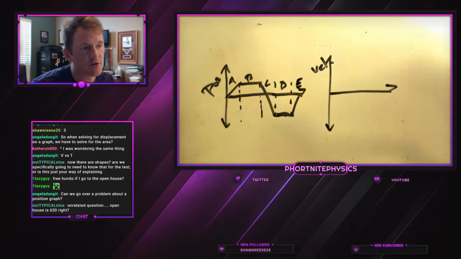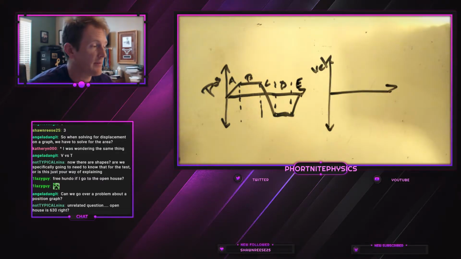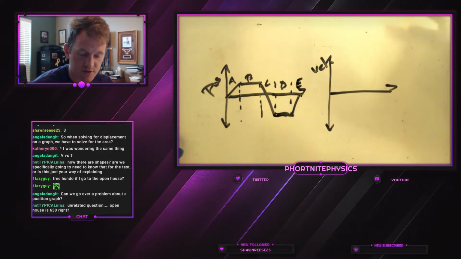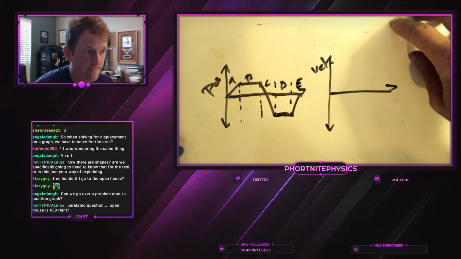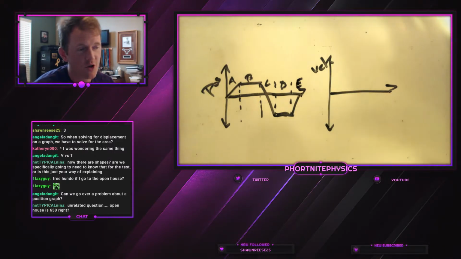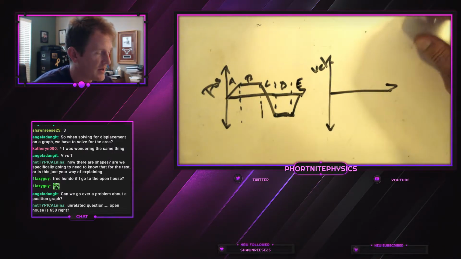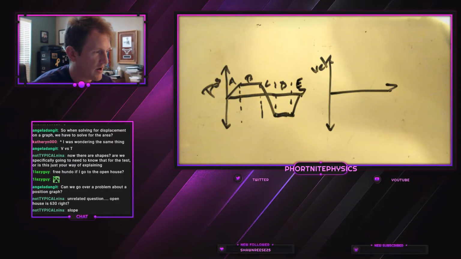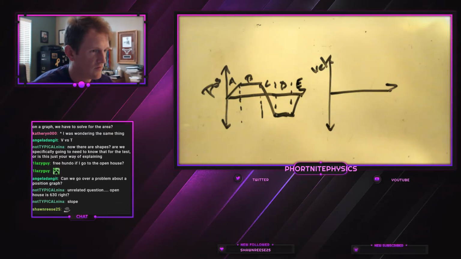So what on a position versus time graph gives us our velocity? What about a position versus time graph is the velocity? I bet somebody's typing it right now. It is the slope. The slope on a position versus time graph is the velocity.